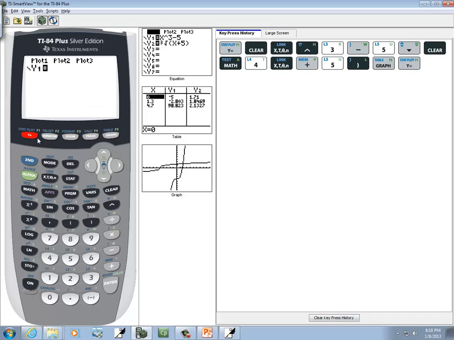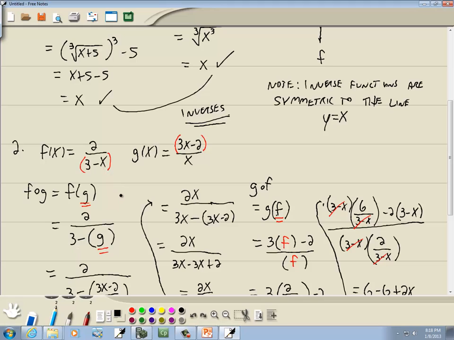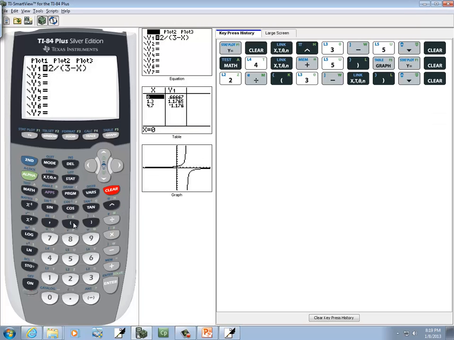Press y equals, press clear, and I've got 2 divided by, beginning parentheses, 3 minus x, closing parentheses. Now down arrow, press clear on that. And we've got 3x minus 2 inside parentheses, so beginning parentheses, 3x minus 2, closing parentheses, divided by x. And then graph.